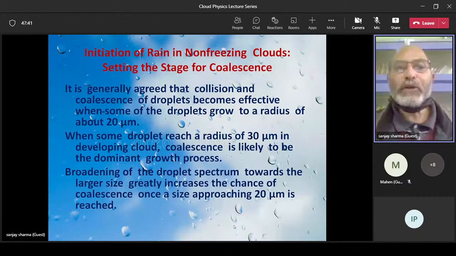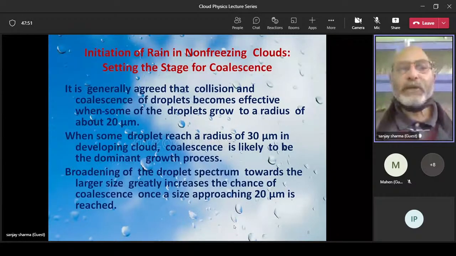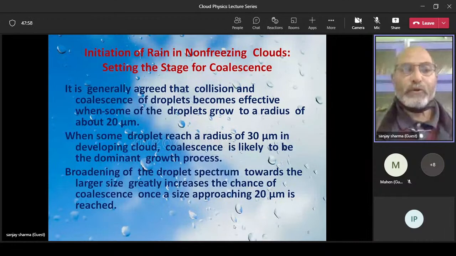In this, we are not discussing cold clouds or freezing. I am taking non-freezing clouds into account. Here it is generally agreed that collision and coalescence of droplets become effective when some of the droplets grow to a radius of about 20 micrometer. So once it has attained the critical radius, it has to grow again up to around 20 micrometer. And when some droplets reach a radius of around 30 micrometer in the developing cloud, coalescence is likely to be the dominant growth process. Broadening of the droplet spectrum toward larger sizes greatly increases the chance of coalescence once a size approaching 20 micrometer is reached.